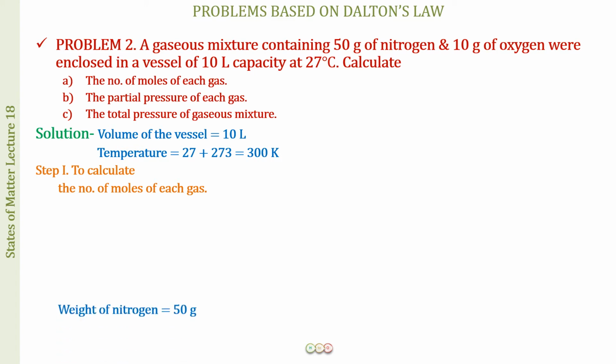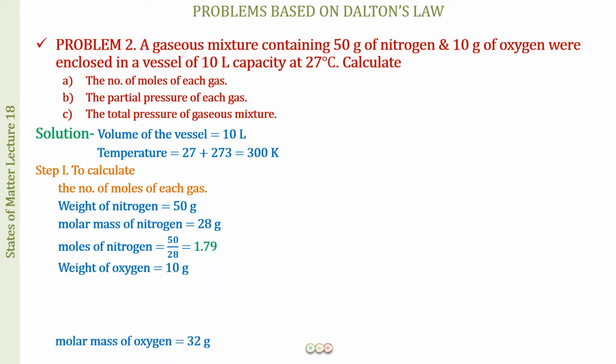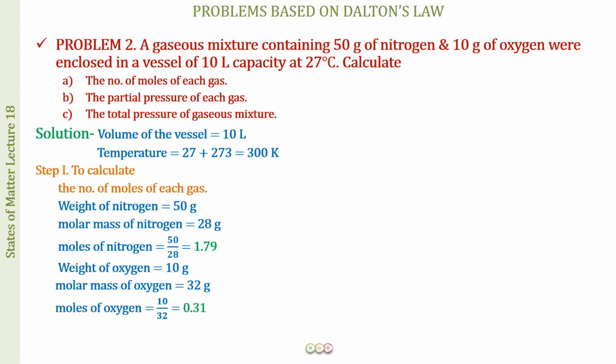So let us quickly do that. The mass of nitrogen given is 50 gram. Molar mass is 28. So the moles of nitrogen is going to be 1.79. Weight of oxygen is 10 grams. The molar mass is 32. So 10 divided by 32, the number of moles of oxygen is going to be 0.31. So this is as far as the first part of the question is concerned.